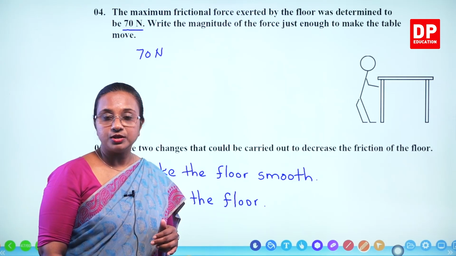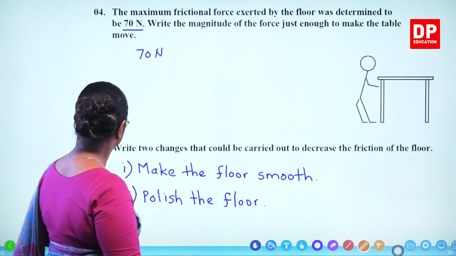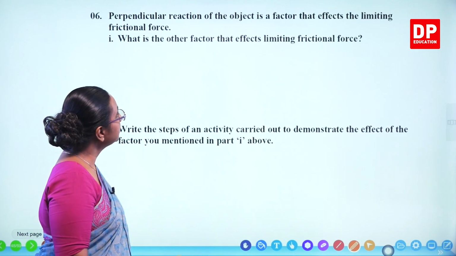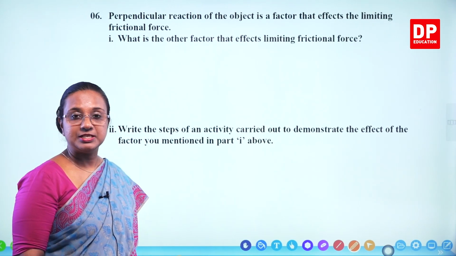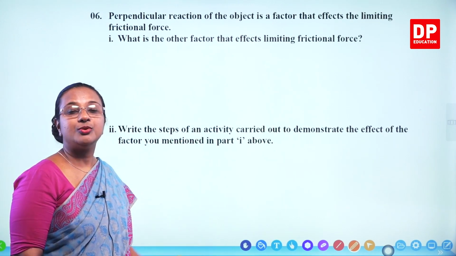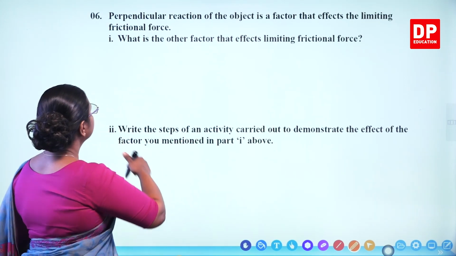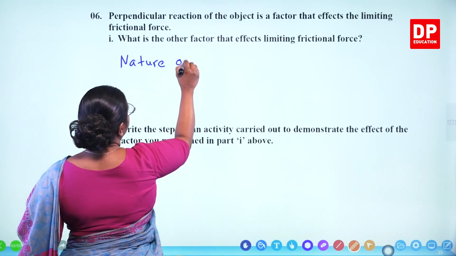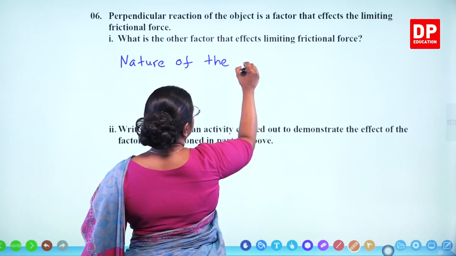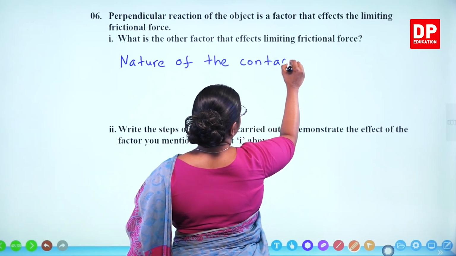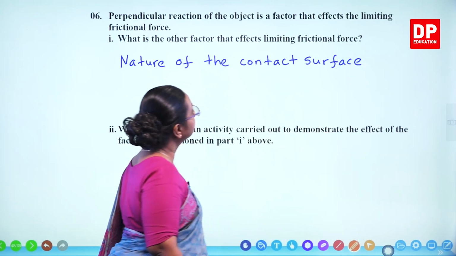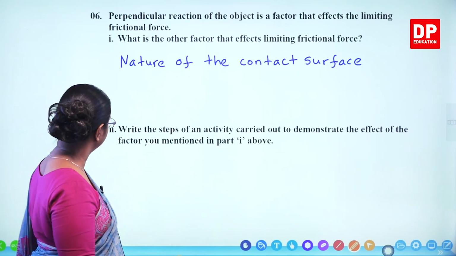Now we will move on to the next question. Perpendicular reaction of the object is a factor that affects the limiting frictional force. What is the other factor that affects limiting frictional force? I am sure you have written the correct answer. It is the nature of the contact surface. This is the factor that affects limiting frictional force.